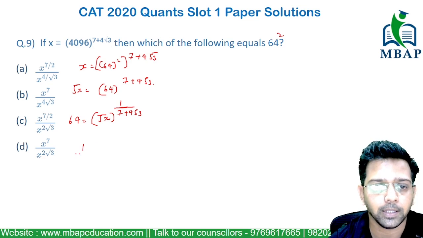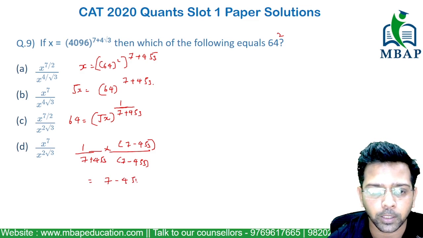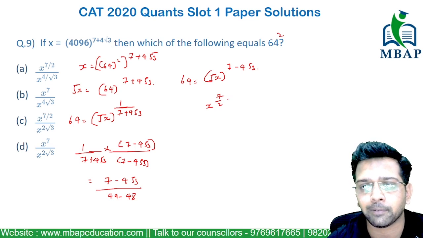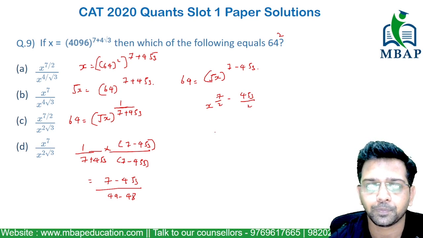Let's first solve 1 by 7 plus 4 root 3. Taking the conjugate pair, this will become 7 minus 4 root 3. Here also, it's going to become 7 minus 4 root 3. So the numerator will become 7 minus 4 root 3 divided by 7 square, which is 49, minus 16 into 3, which is 48. So 64 is given to you as root of x raised to 7 minus 4 root 3. Now this is nothing but x raised to 1 by 2. So this is going to become 7 by 2 minus 4 root 3 by 2, which will basically be x raised to 7 by 2 minus 2 root 3. This is what the value of x will be.